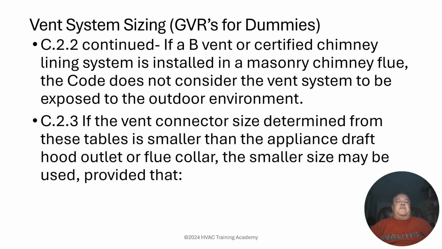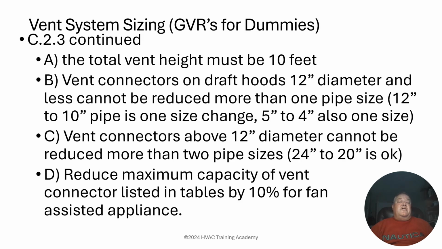If a B-vent or certified chimney lining system is installed in the masonry chimney, the code does not consider the vent system to be exposed to the outdoor environment, which is what I just said. If the vent connector size determined from these tables is smaller than the appliance draft hood outlet or flue collar, the smaller flue size may be used, provided that the total vent height is at least 10 feet.